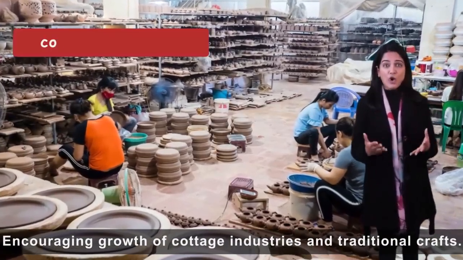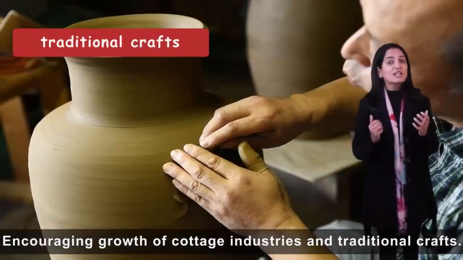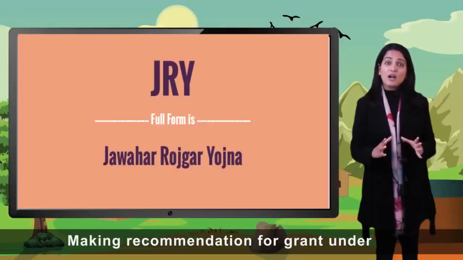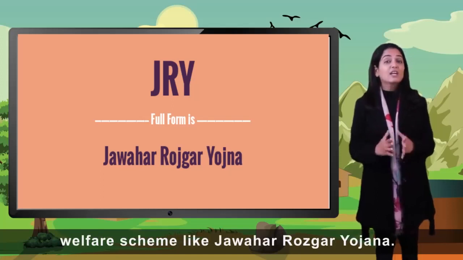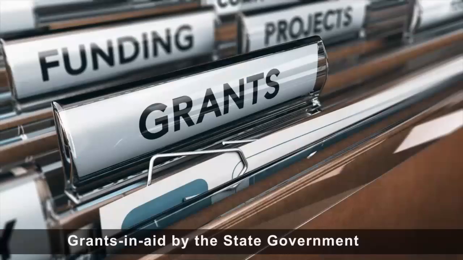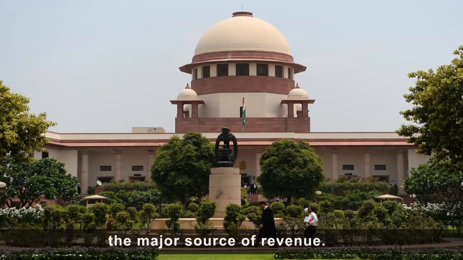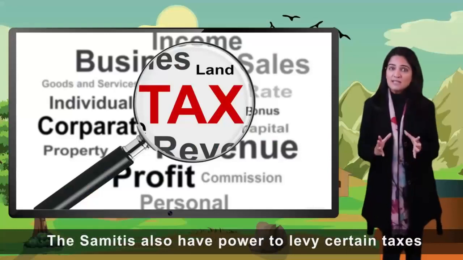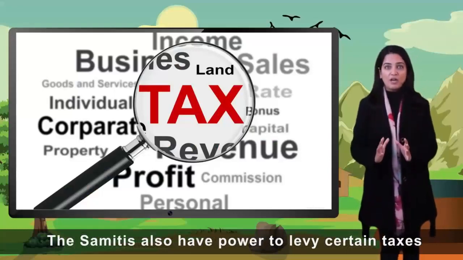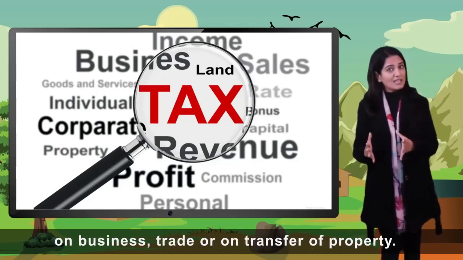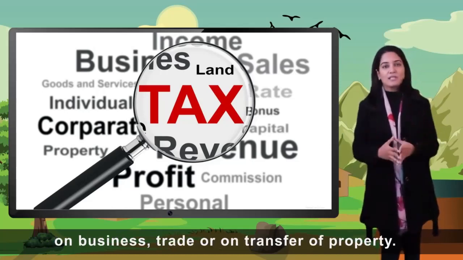Encouraging growth of cottage industries and traditional crafts. Making recommendation for grant under welfare schemes like Jawahar Rozgar Yojana. Sources of income. Grants in aid by the state government is the major source of revenue. The Samitis also have power to levy certain taxes on business, trade or on transfer of property.